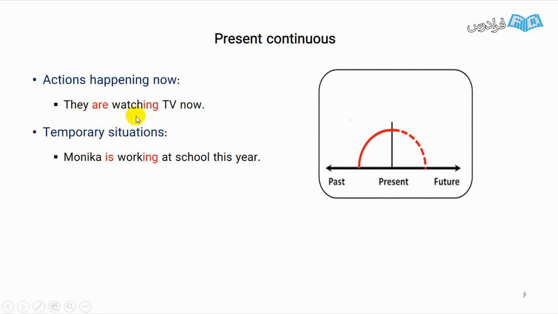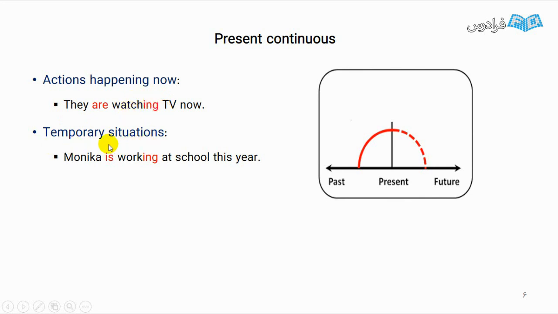You are watching this video now. They are watching TV now. Something is happening now. It is in progress now. It means that it has started in the past, continues till now, and may continue into the future. We talked about its form. We have the correct form of be that depends on the subject, and we have to add ing to the verb.